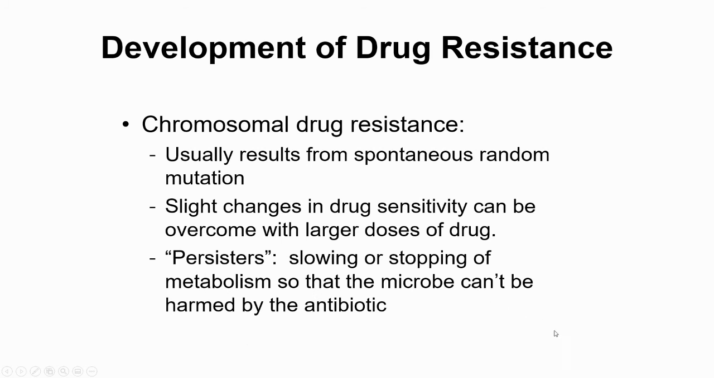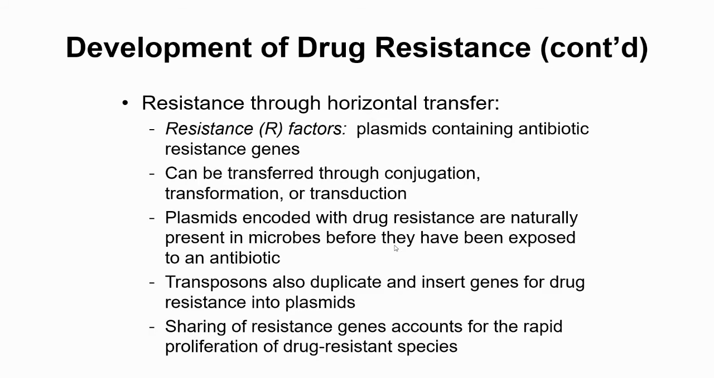Persisters are bacteria that have very slow metabolism or are able to stop their metabolism. As long as that antibiotic is present in the system, they can stop being metabolic, or slow their metabolism, and not be affected. Eventually you stop taking the course of the antibiotic or it breaks down, and then they increase their metabolism, and so they won't be harmed. So that is another way that organisms can be resistant to the effects of the drug.